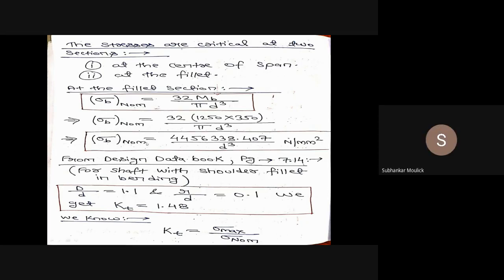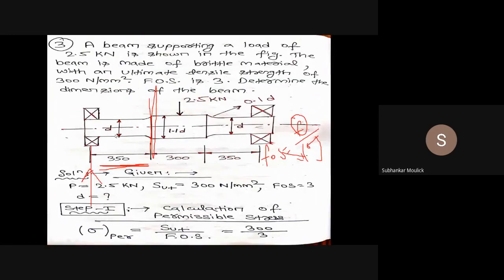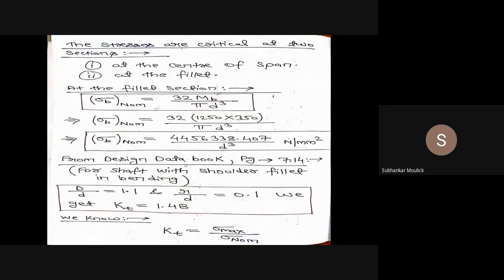Fine. Now since in this cross section of the beam a fillet is present, I have to take into account the stress concentration factor, and I know that the stress concentration factor Kt is sigma max by sigma nominal. Sigma nominal for the fillet cross section I have found out. I need the value of sigma max, that will be Kt into this sigma bending nominal, but Kt I need to find out.